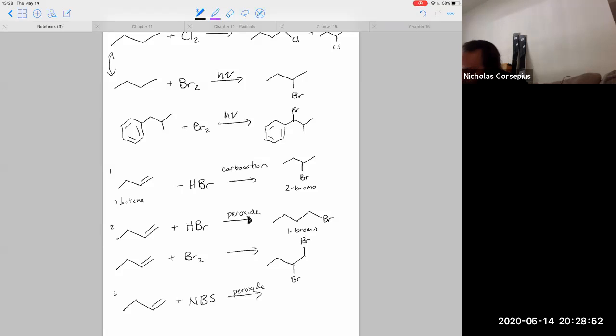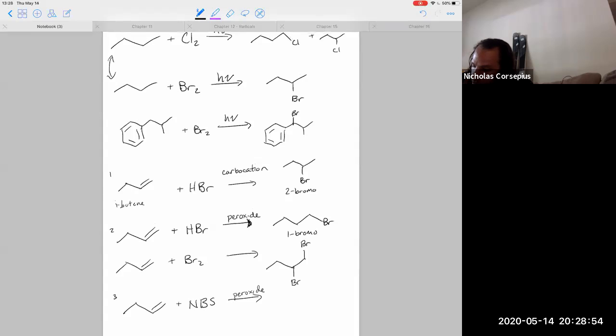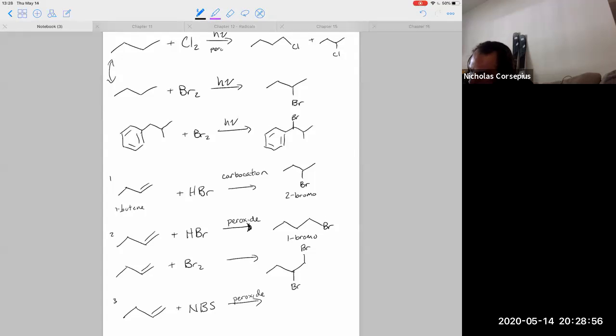And remember, peroxide is playing a similar role to what light is. In fact, up here, I could have catalyzed these reactions with peroxide as well. That's just our radical generator.